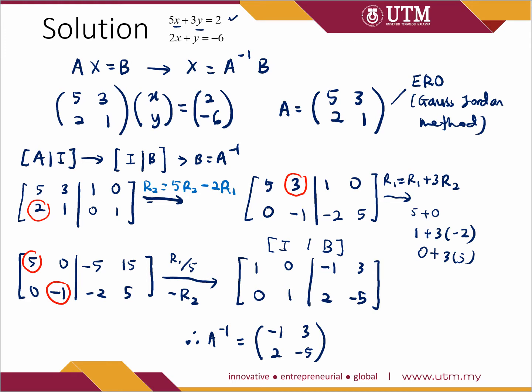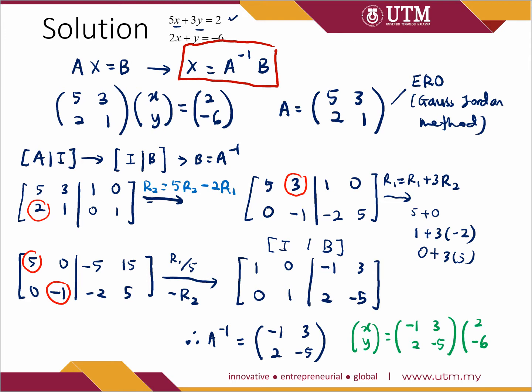What we need to do is just substitute into this formula in order to obtain the value of x and y. So our x and y will be equal to the inverse matrix of A, which is negative 1, 3, 2, negative 5, multiplied with B, which is 2, negative 6.